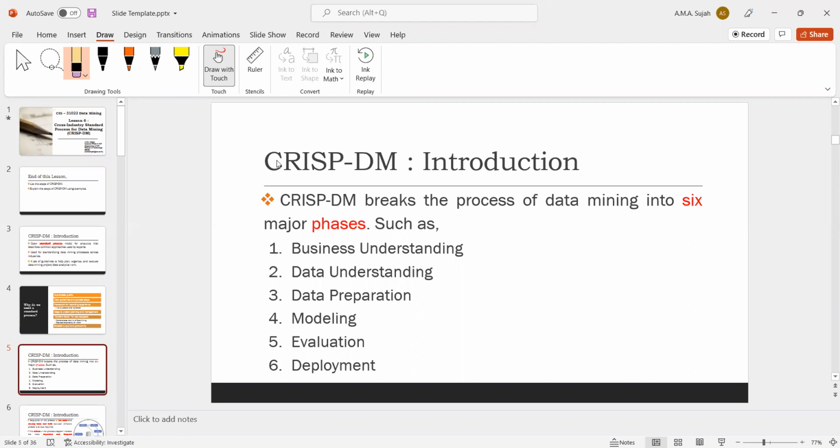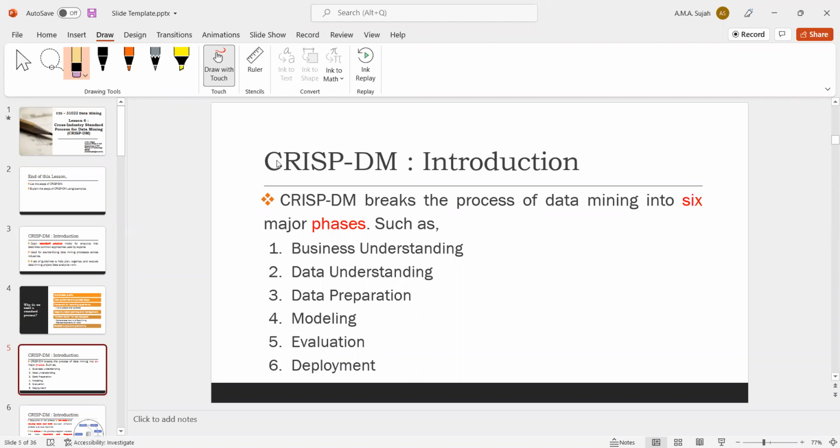Let's say you are developing a data mining project for the banking industry. You must know about the banking domain. Without proper knowledge about the banking domain, you can't do anything. Even if you are developing a data mining project for credit card customers, you must have expertise in credit card transactions, everything related to them. You need good knowledge. That is considered business understanding. The second phase is data understanding.